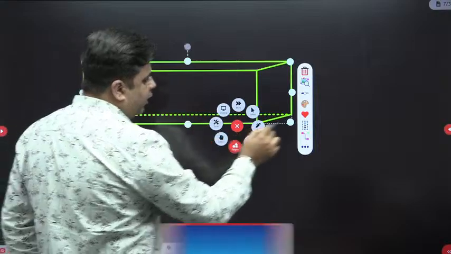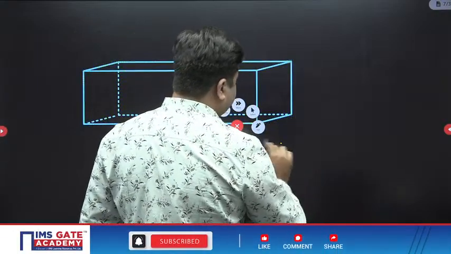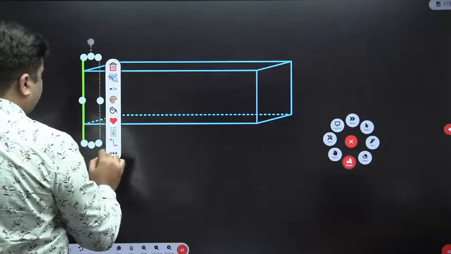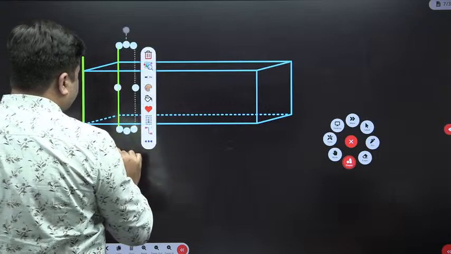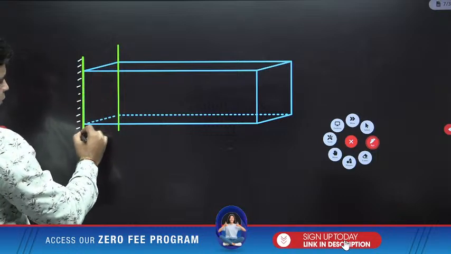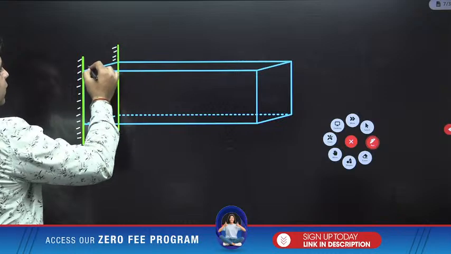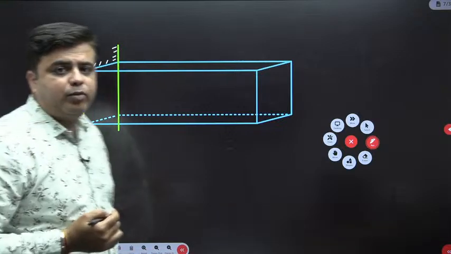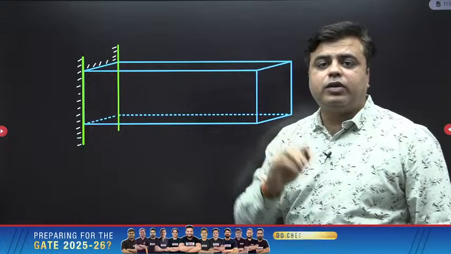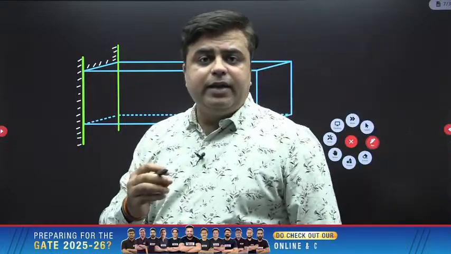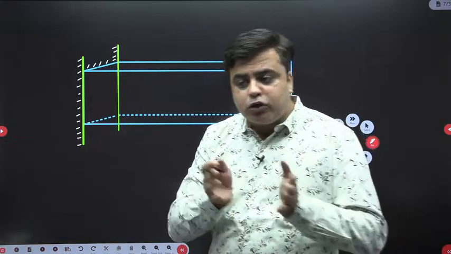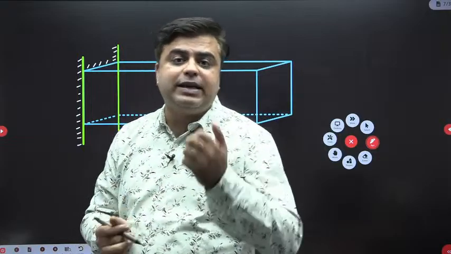Can anybody tell me how many types of moments can act over this beam? Can anybody in the audience, in the students, tell me how many types of moments can act over this beam? Anyone? How many types of moments can act over the beam, and for which moment we draw the bending moment diagram? For drawing the bending moment diagram, this should be the clarity, na? Which moment is giving the bending moment? For that, you should know how many types of moments can act over the beam.